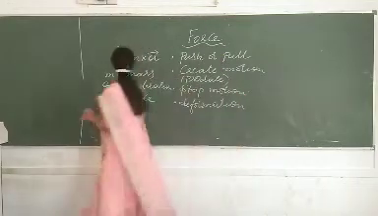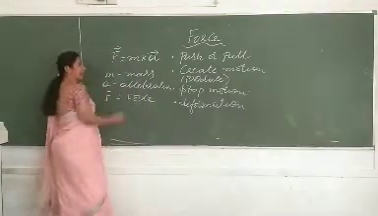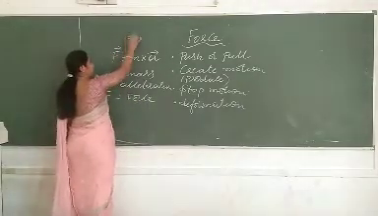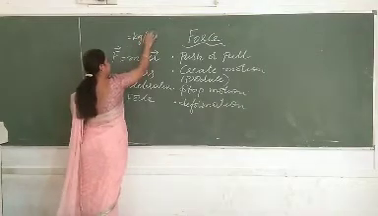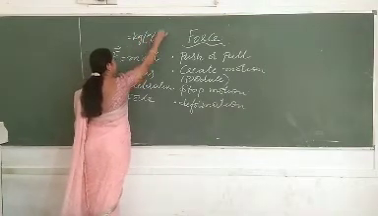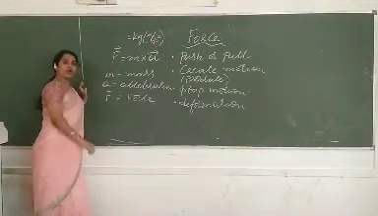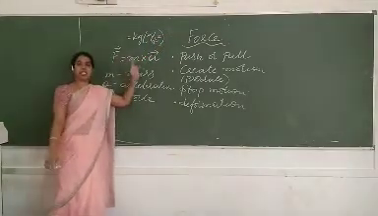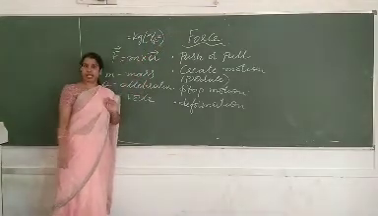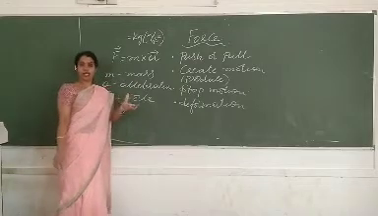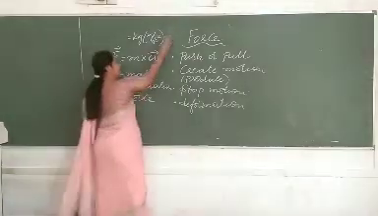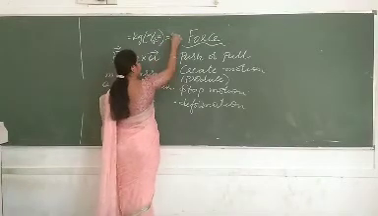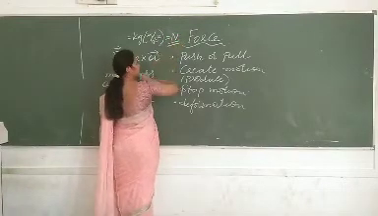Now using this formula, let me write the unit for force. Mass is in kg, acceleration is in meter per second square. So the force unit is kg meter per second square. This entire unit was named after Newton, hence the SI unit of force we write as Newton.